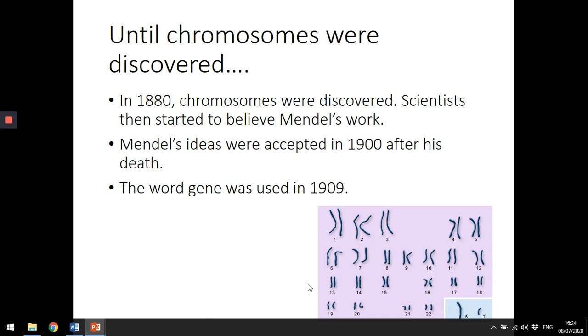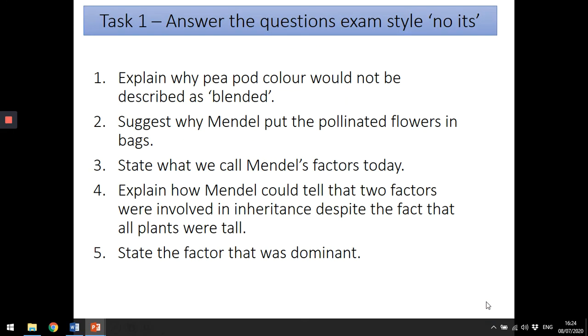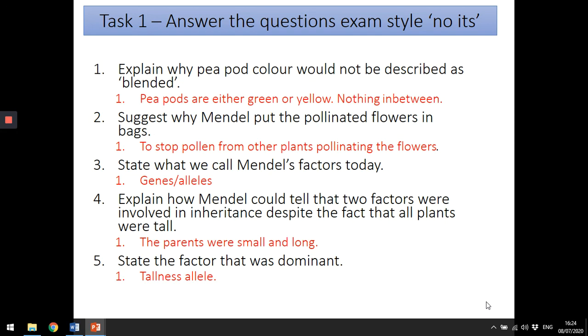This image here just shows the human chromosomes, 23 pairs of chromosomes, and here is the X and Y chromosome, which are the gametes. So if you want to have a go at these questions here, you can pause the video now and have a go at the questions. And then here are the answers to go along with that.